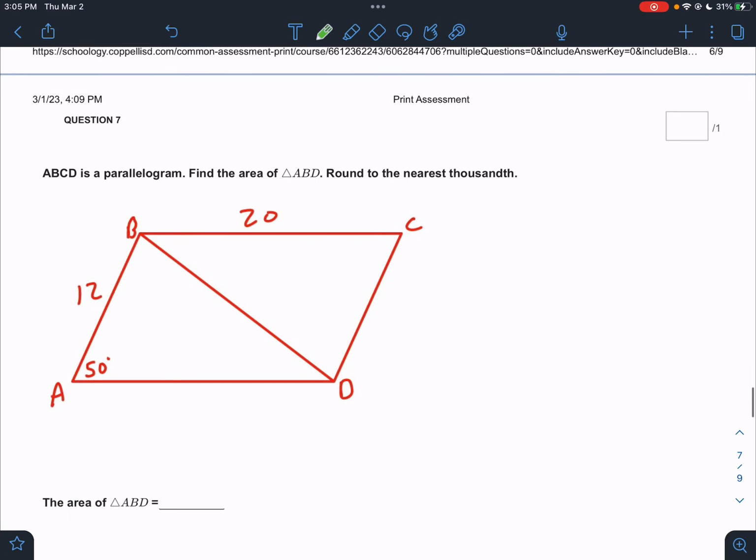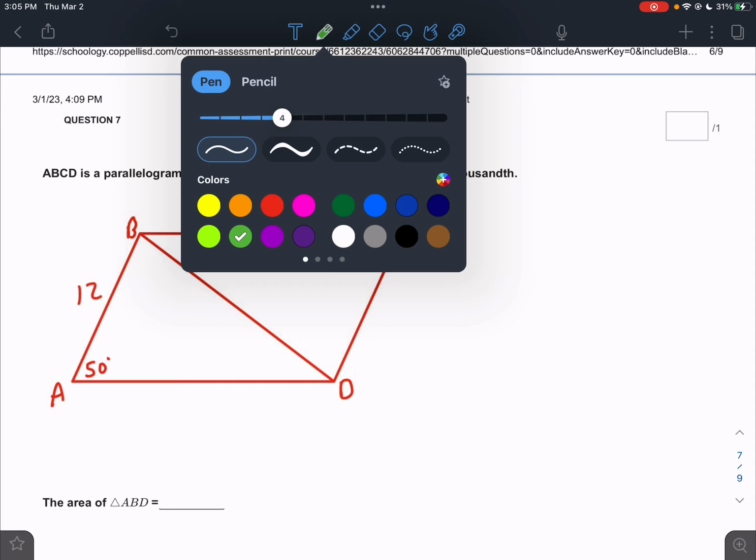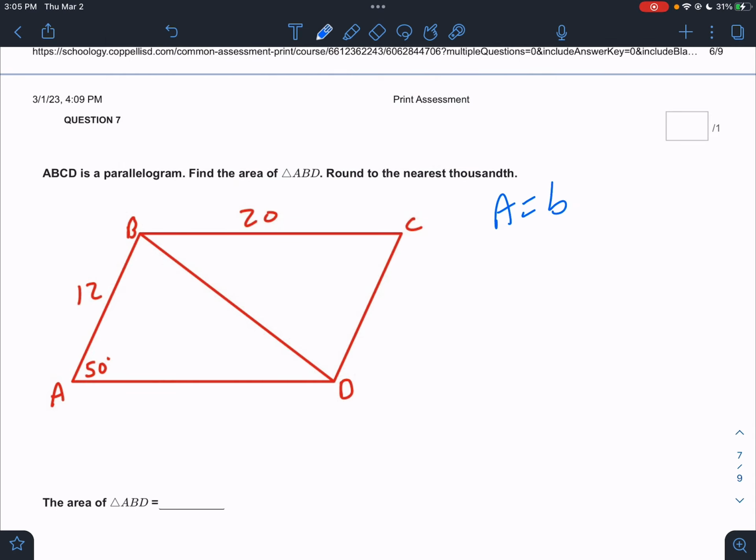Okay, next question, a parallelogram. So the area of a parallelogram is base times height. But we don't have any heights here, guys. Heights make right angles. If you have no rights, you have no heights. You got to fight for your height.